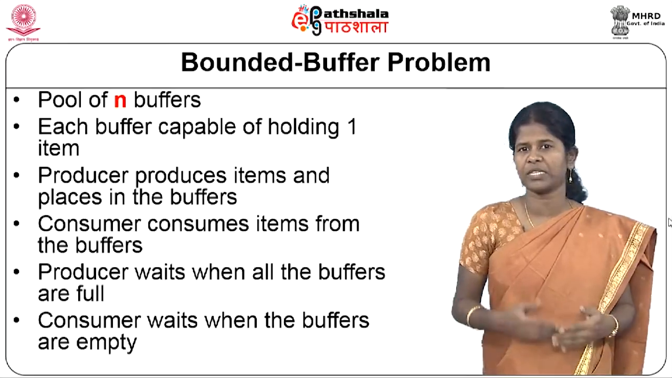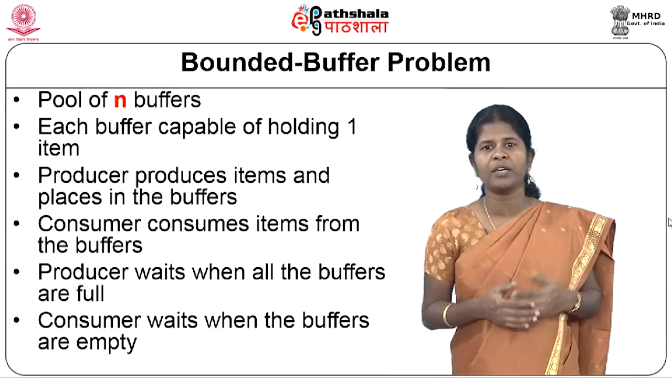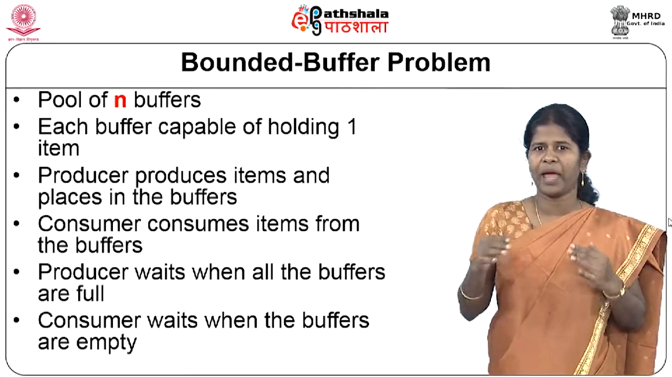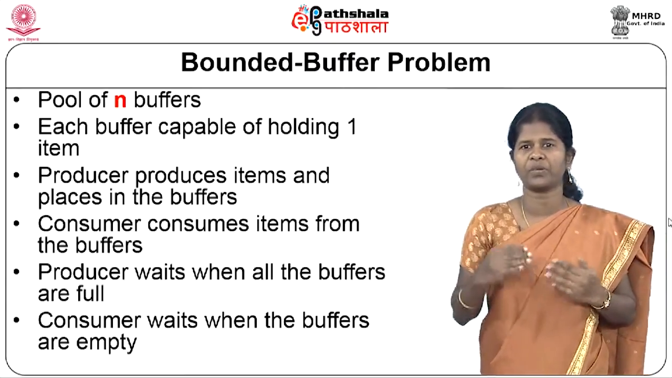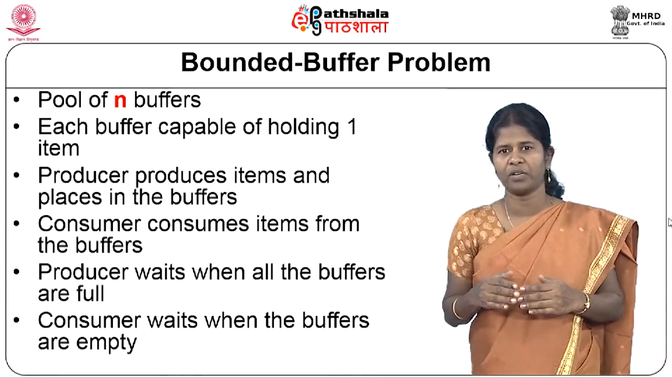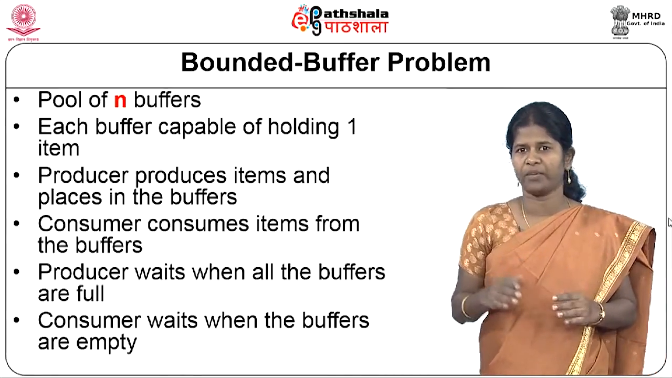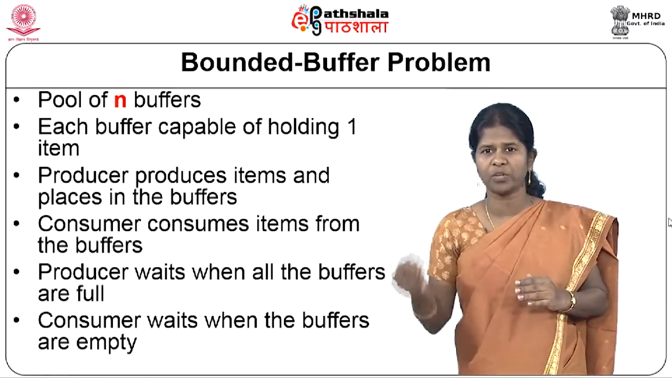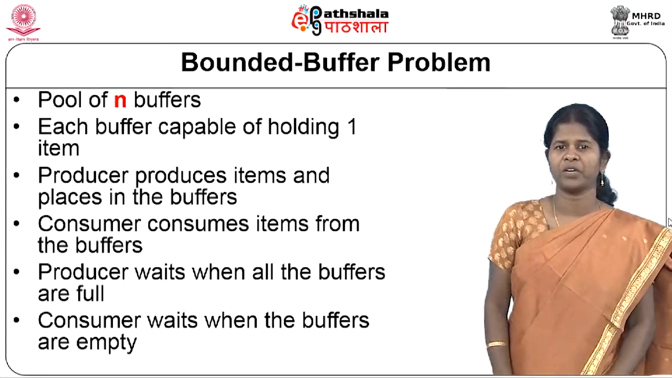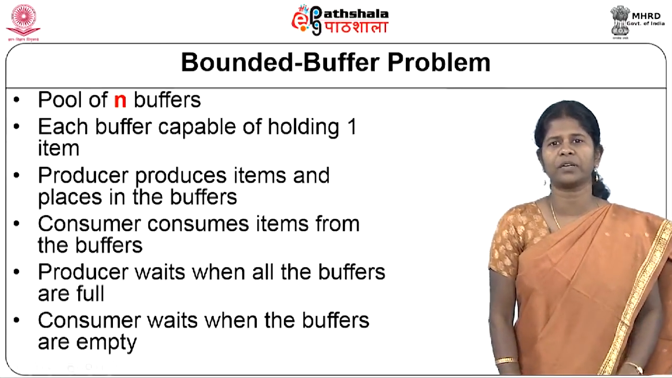So, why is synchronization needed in this kind of situation? That is, you have a common buffer which should not be accessed at the same time by the producer as well as the consumer. When the producer is placing an item in the buffer, that should be done atomically. Very similarly, when the consumer is consuming an item from the buffer, that also has to be done atomically. So, how is this done?